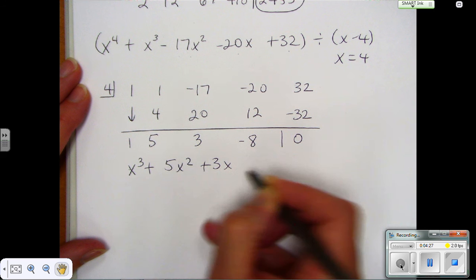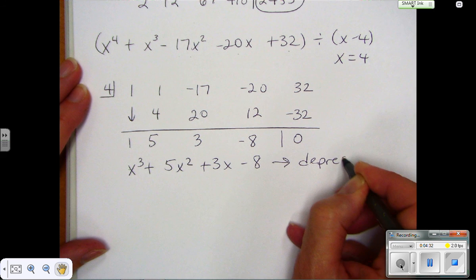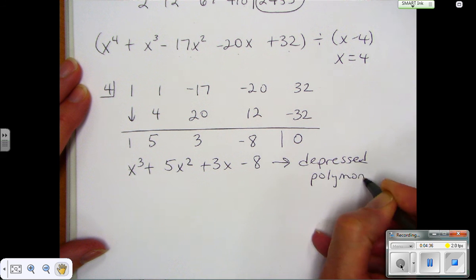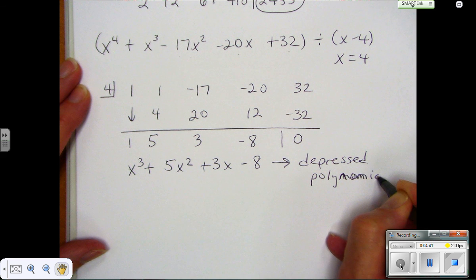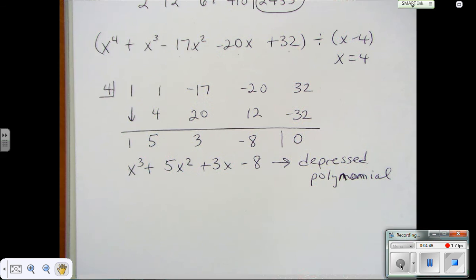And this is called the depressed polynomial. That's an N-O-M. Sorry, I cannot spell. I know it's kind of depressing doing all this math all the time. So that polynomial gets depressed too. And when you find a quotient, they call that the depressed polynomial. So that's a term that you're going to need to remember for future use because we're going to be using that a lot in class.